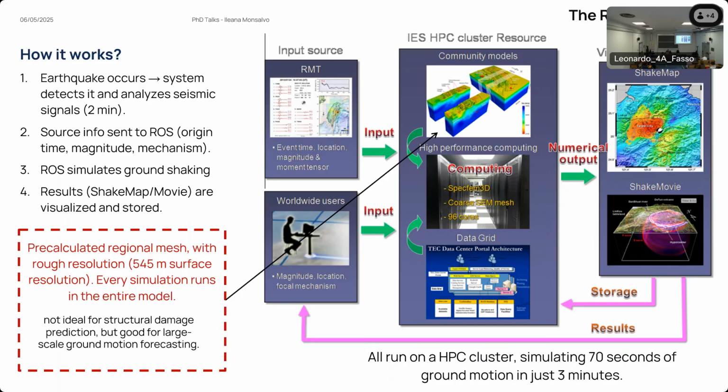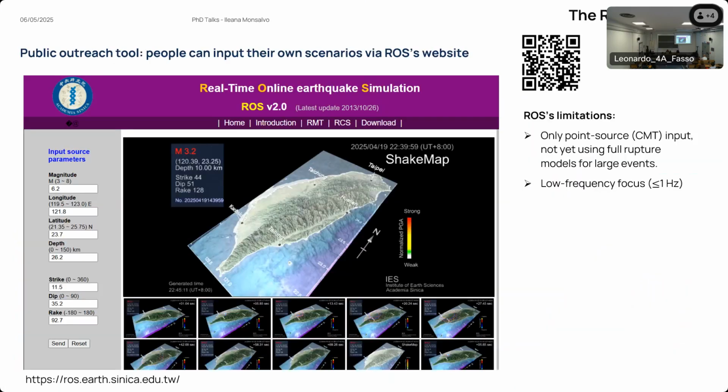The problem is that this mesh has a very rough resolution. It can propagate frequencies only up to 1 Hz, which may be good for large-scale ground motion estimation, to have an overall pattern of the ground motion, but not for predicting, for example, structural damage. And just to highlight here, this project has an online simulator that we can consult and use, we can explore how changing the different parameters, such as the magnitude and the location, affects the results.